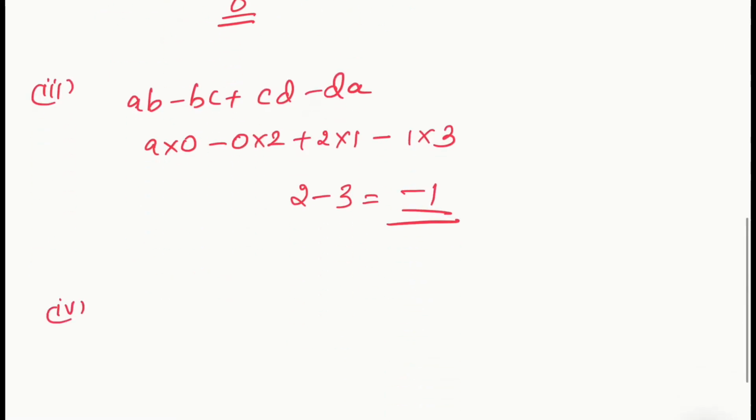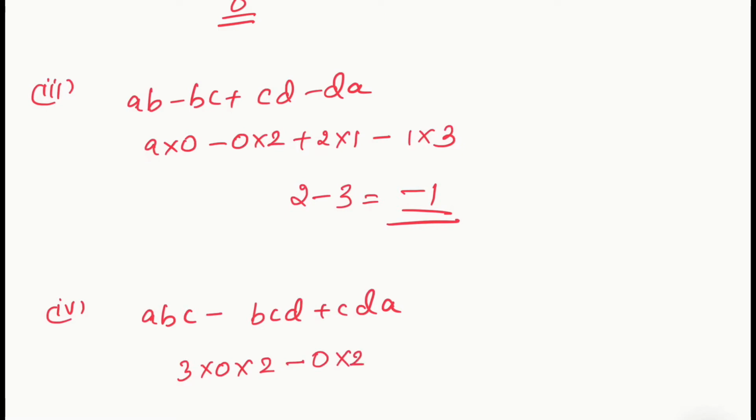Coming to the fourth one, ABC minus BCD plus CDA. ABC means 3 into 0 into 2 minus 0 into 2 into 1 plus 2 into 1 into 3. So you get 0 minus 0 plus 6, that is equal to 6.